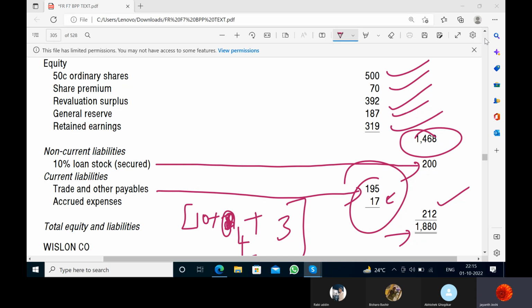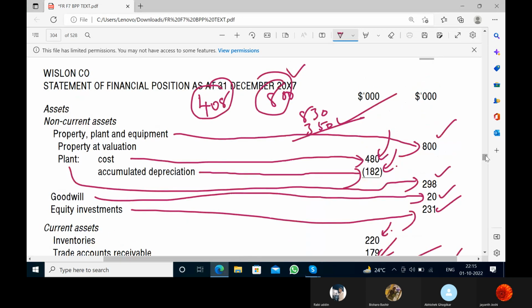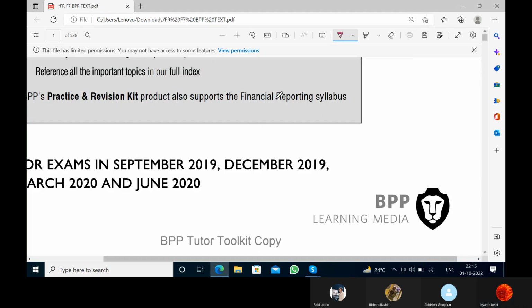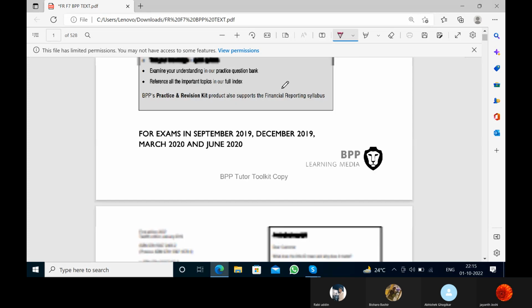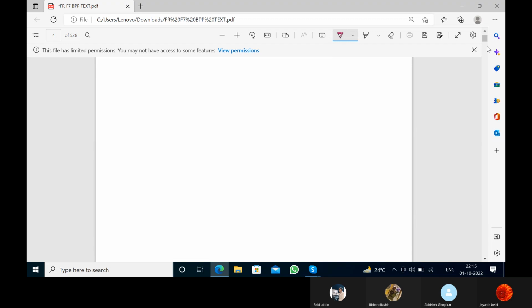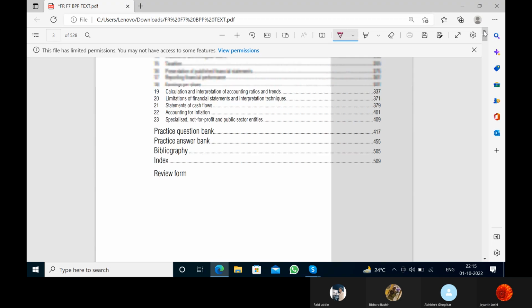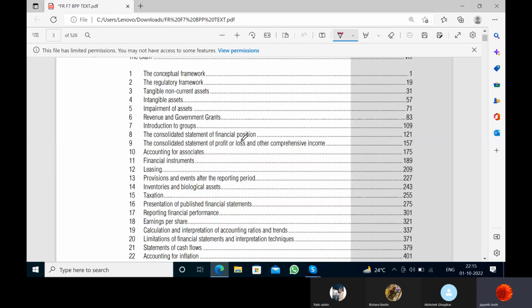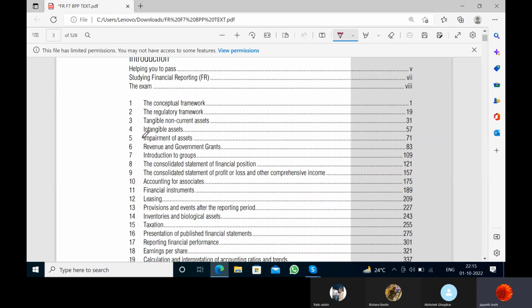Okay, so the next chapter we are going to start on Monday, which is tangible non-current assets. We're going to start from tangible non-current assets. Okay. We'll do tangible, intangible, impairment. These three chapters are my target now. Next target.